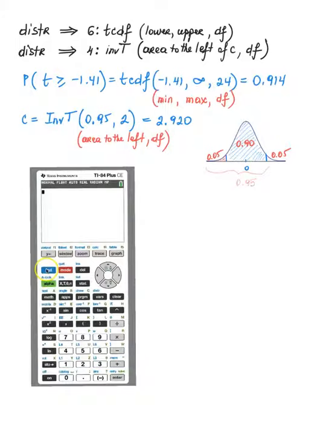To find value c, so that there is 95% of data to the left of it, and that is the c I am referring to. As you can see, there is 90 plus 5, 95% of area to the left of this location. Therefore, I'm entering 95 and 2 degrees of freedom into function inverse t, and that will produce this result. Let me demonstrate that with TI.